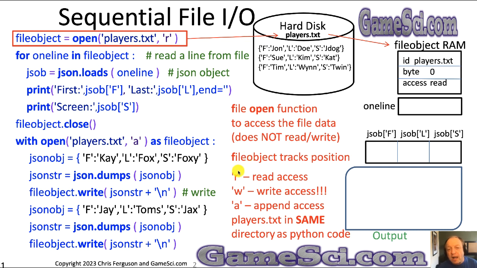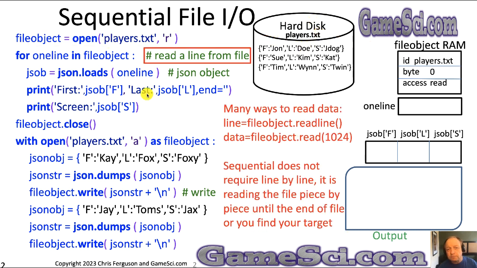Now there are several options for access mode. There's R for read access. There's W for write access. Ooh, be careful of W. W wipes out the current contents of the file. There's A for append access. In this example, players.txt must be in the same directory as the Python code. If you don't specify a directory in the file name, it has to be in the same folder, or the same directory, as the Python program.